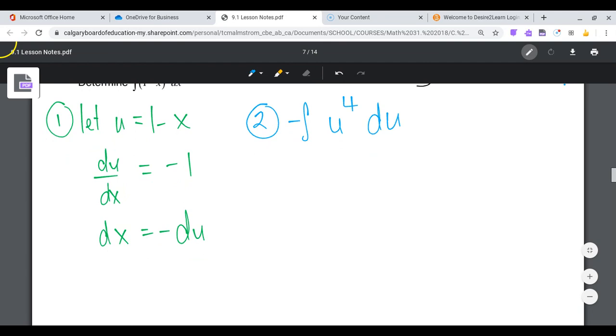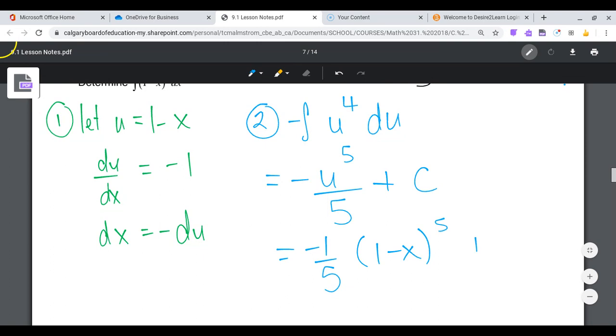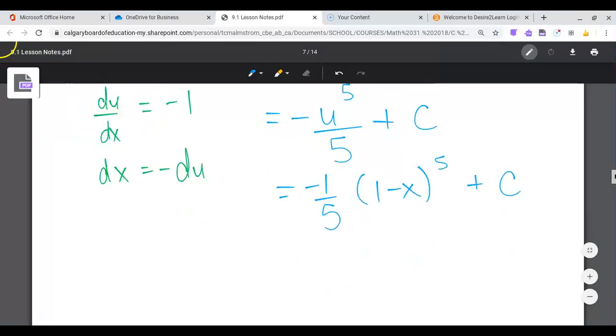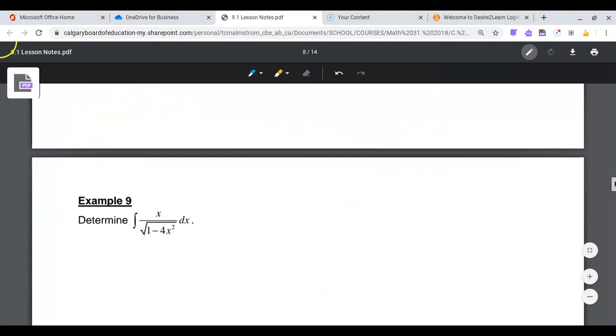Perfect. Okay. So this is equal to negative u to the power of, add 1 to 4 is 5, divide by that new exponent 5, and add c. And then we just rewrite that in terms of x. U was 1 minus x to the power of 5 plus c. Done. Next one. Example 9.